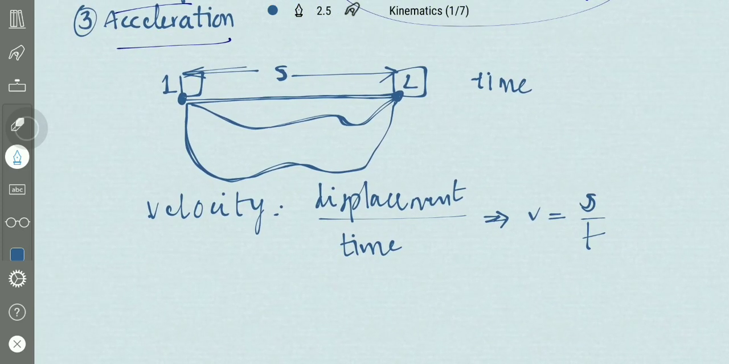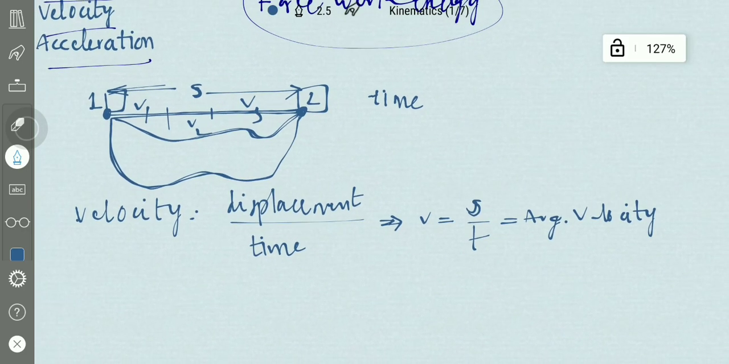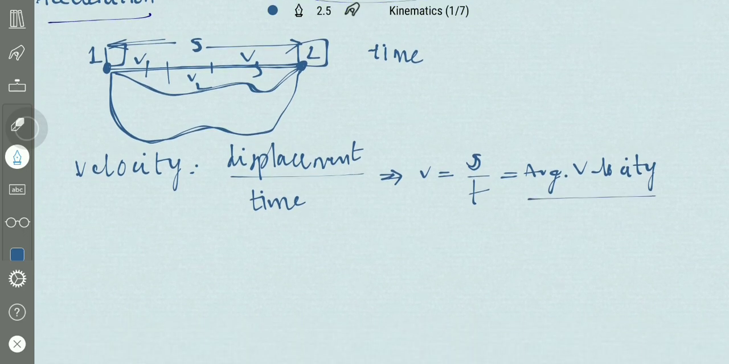So this is called average velocity. This is average velocity because the body may travel with the same velocity or different velocities. Suppose it can travel with velocity v1, and with velocity v2 here, and v3. Like that, it can travel with any type of velocity. So this is the average velocity, total distance divided by total time taken by the body to reach from 1 to 2.